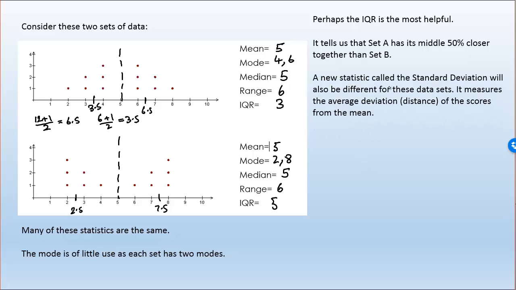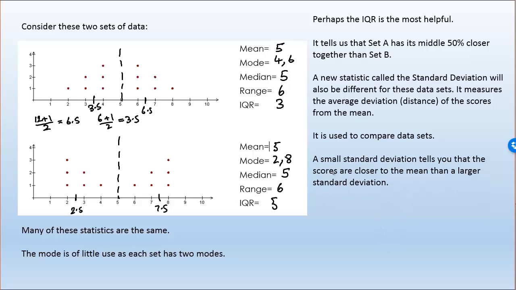A new statistic called the standard deviation will also be different for these data sets. It measures the average deviation or distance of the scores from the mean, and that should be larger for this data set as more of the data is away from the mean than is the case here, where it's packed around the mean. It is used to compare data sets. A small standard deviation tells you that the scores are closer to the mean than a larger standard deviation.